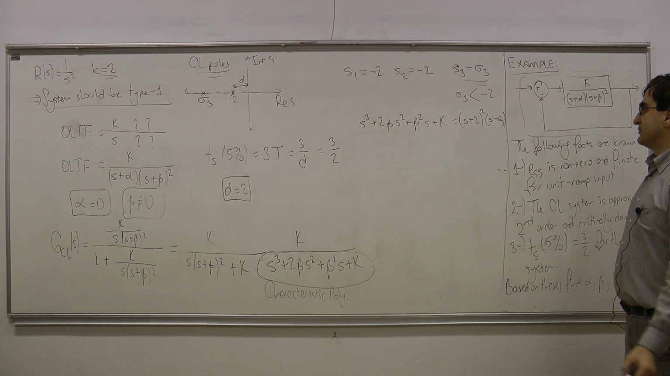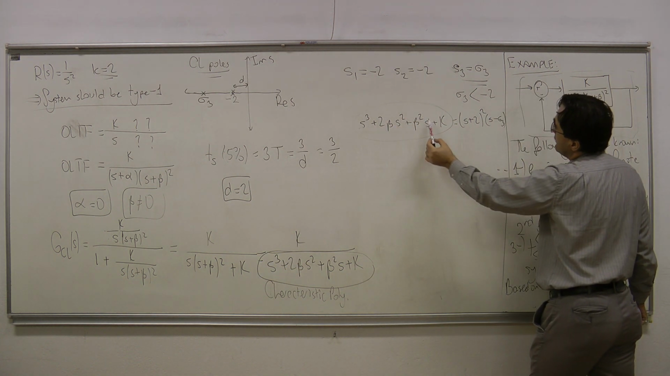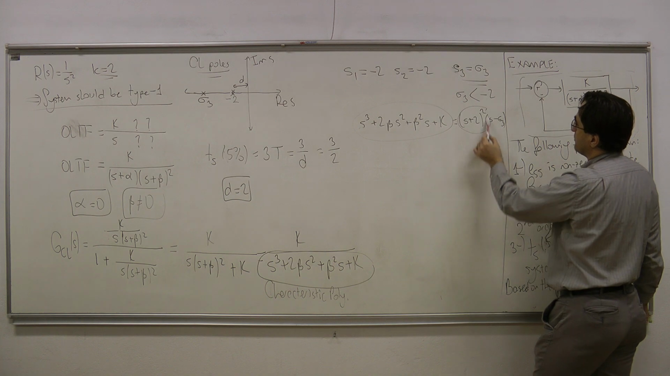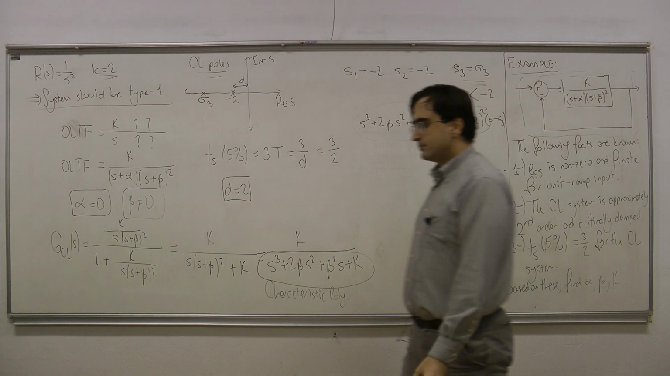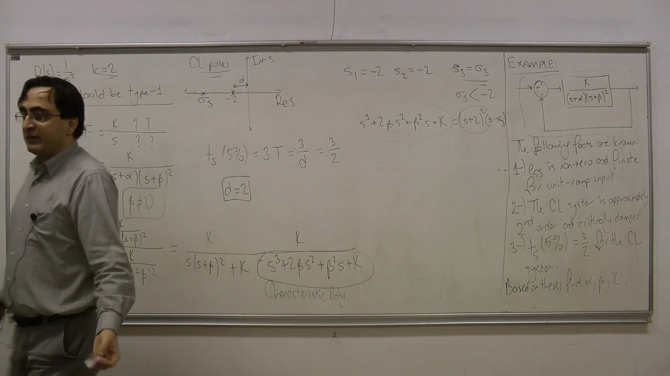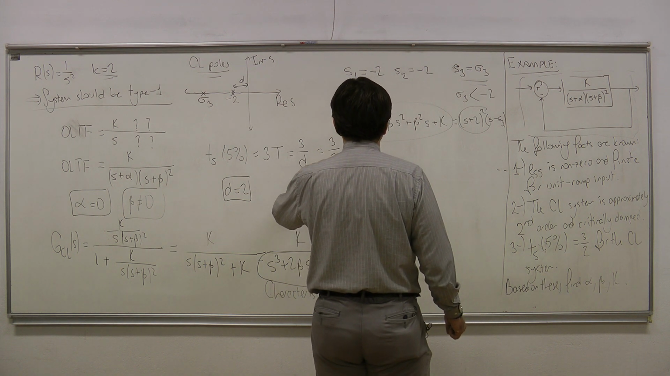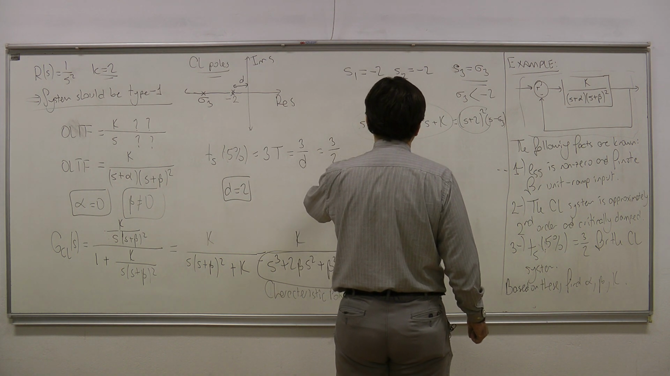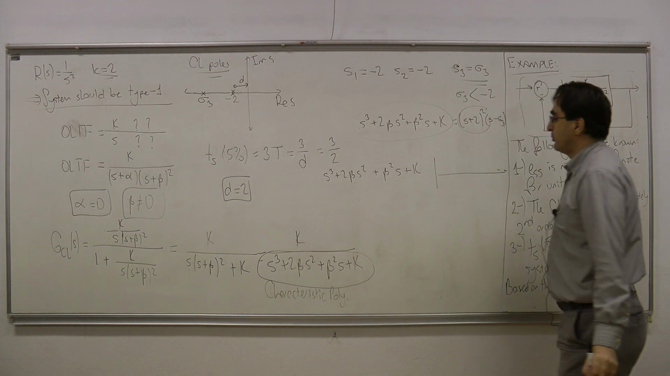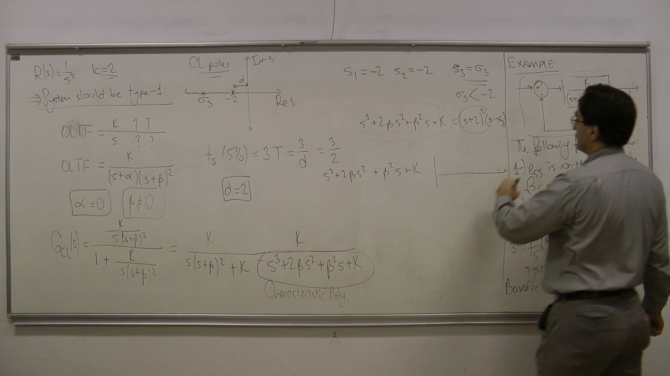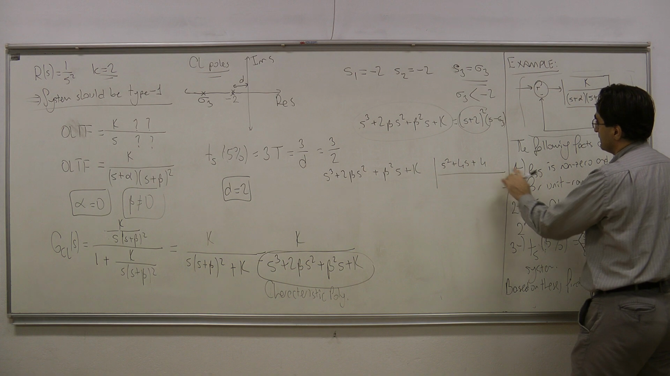What does this tell us? This tells us that this characteristic polynomial, I need to be able to divide it by this polynomial (s plus 2) squared without any remainder. Okay? And let us try to do this division. So I have s cubed plus 2 beta s square plus beta square s plus k. I'm going to divide this polynomial with (s plus 2) squared. S squared plus 4s plus 4. Okay?